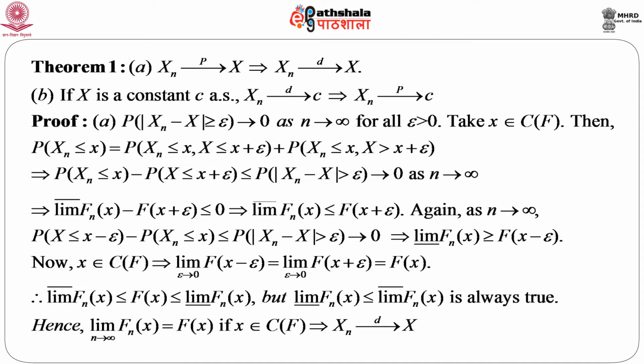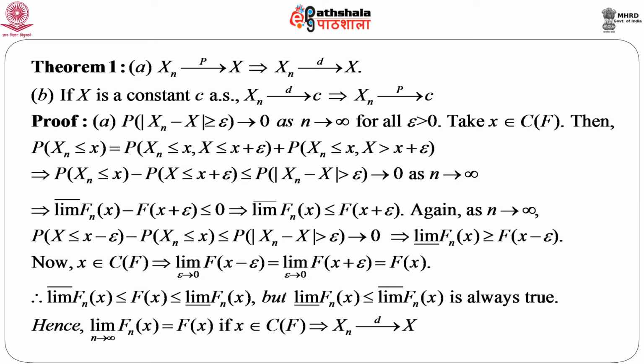So, we can immediately say that this will imply X_n converges to X in distribution. So, now this proof is complete. This says that whenever we have a sequence of random variables and we find that this sequence converges to some random variable in probability, we can immediately say that this same sequence converges to the same random variable in distribution also.